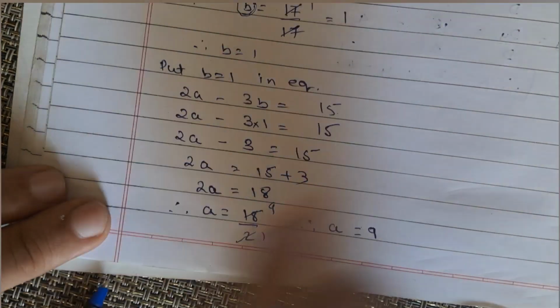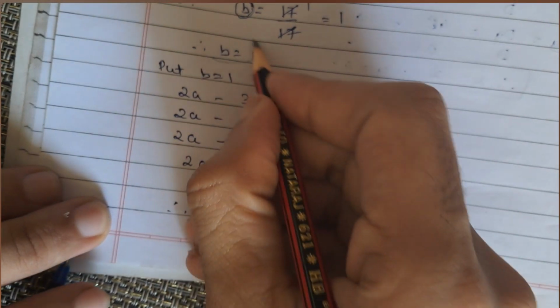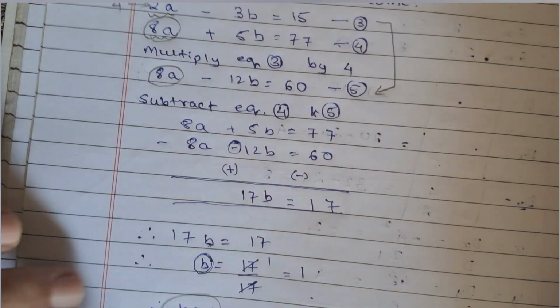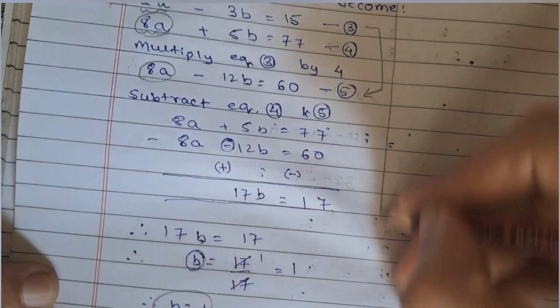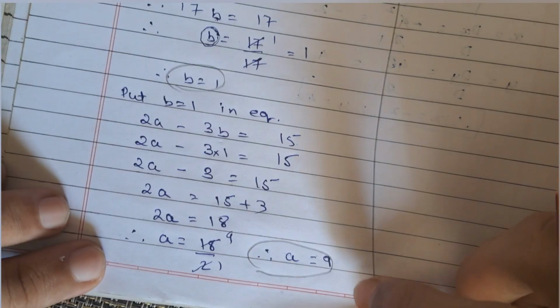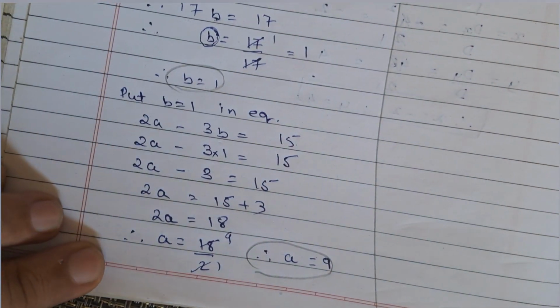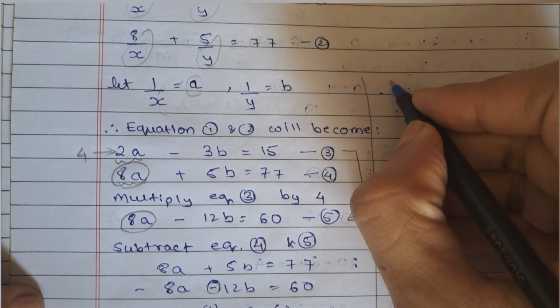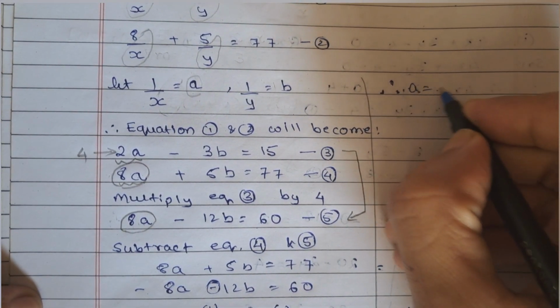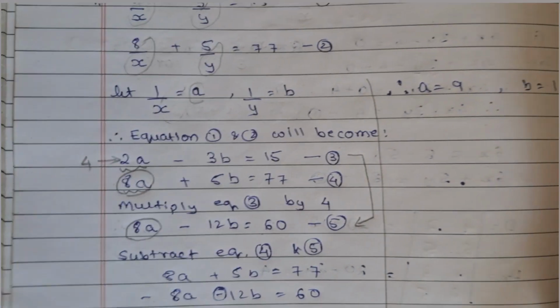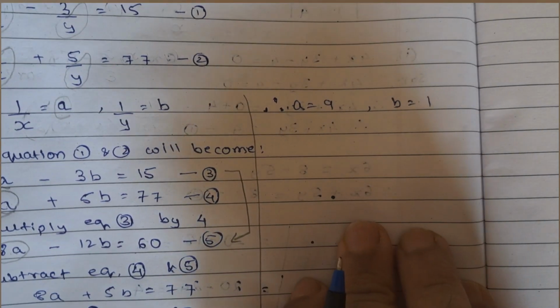Okay. So I have the value of b and I have the value of a. So let me write it together, something like this. Let me draw a line over here. And what are the values of a and b? A is 9 and b is 1, isn't it? So let me write therefore a is 9 comma b is 1. Simple as that.